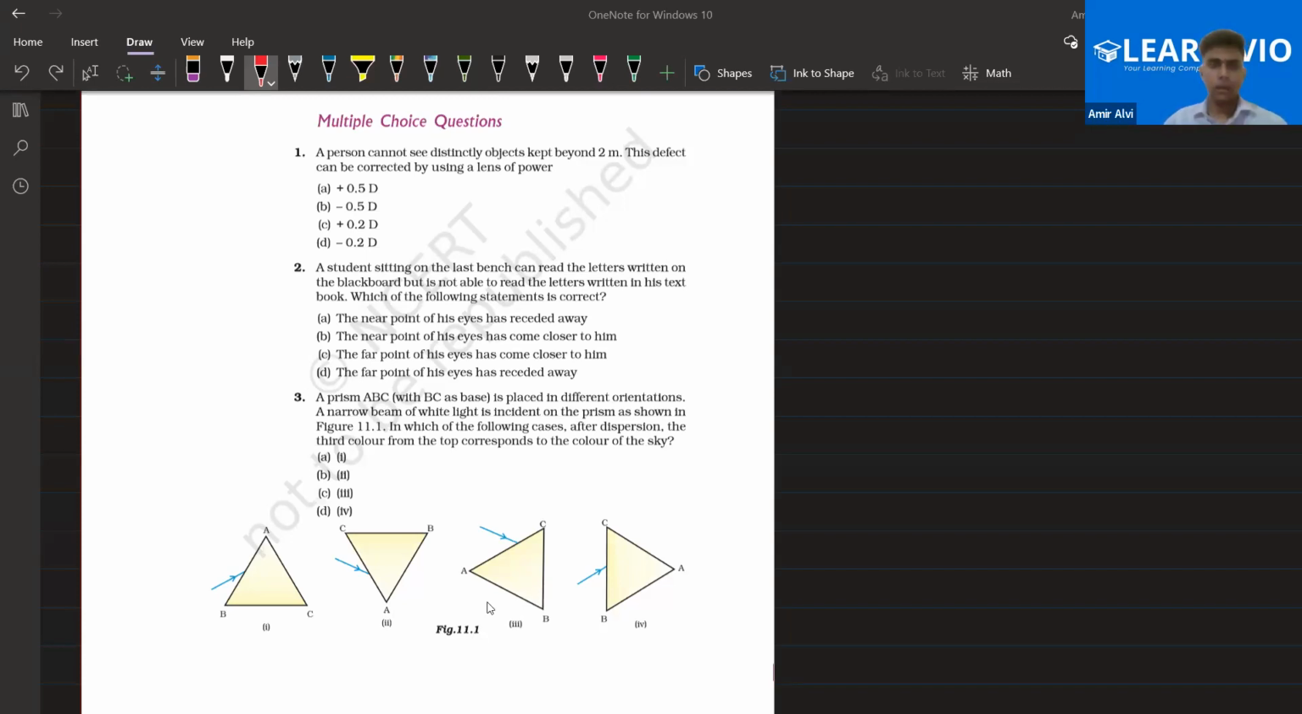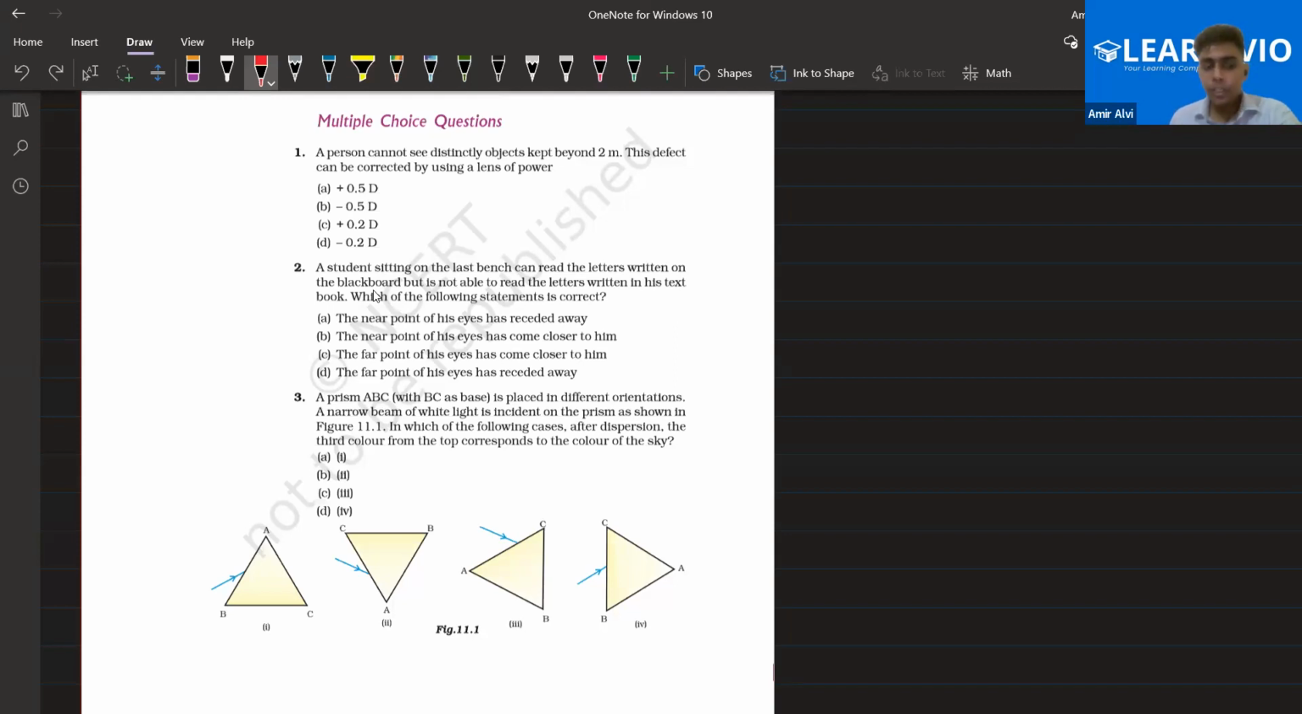Okay, so let's discuss it. The question says a person cannot see distinctly objects kept beyond 2 meters. This defect can be corrected by using a lens of power. First of all, we have to understand what kind of defect this is. Is it myopia or hypermetropia? The question says the person cannot see distant objects clearly, so it is myopia, because in myopia we cannot see distant objects clearly. Clear, everyone? Right, so it is going to be myopia.